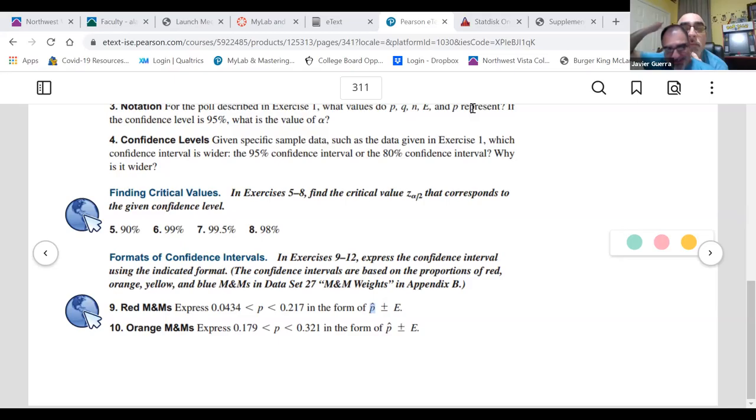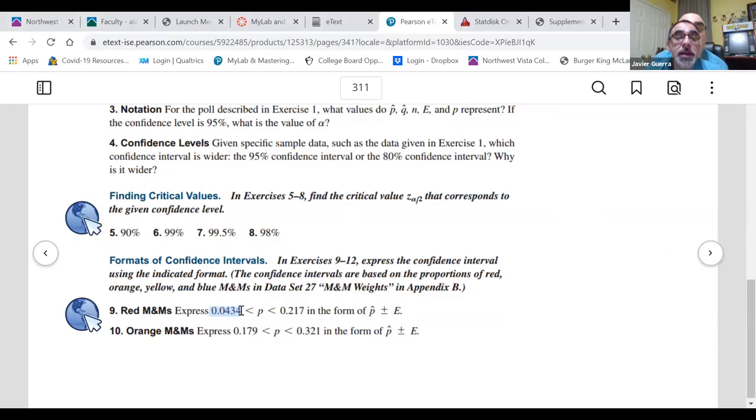All right. So they want you to find P hat and E. That's our goal. So remember, the leftmost number on your interval is the lower, and the rightmost number on the confidence interval is the upper. You're going to use the formula on page 1 of the handout that I gave you all for section 7-1. Let me see if I can load it up.